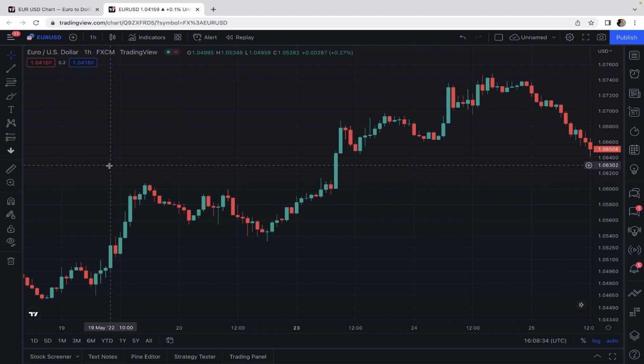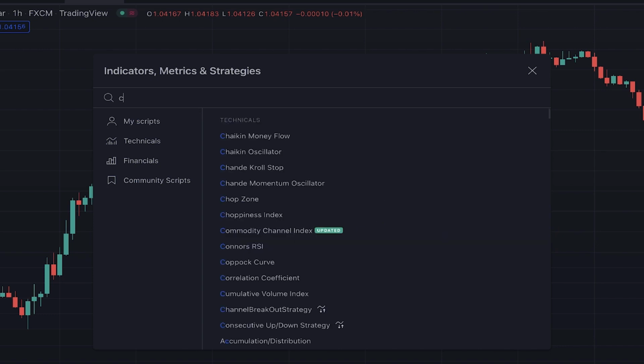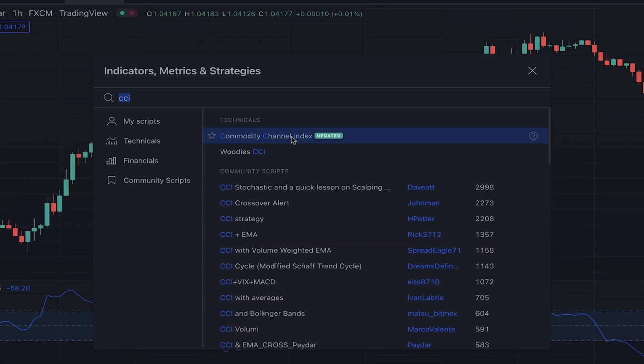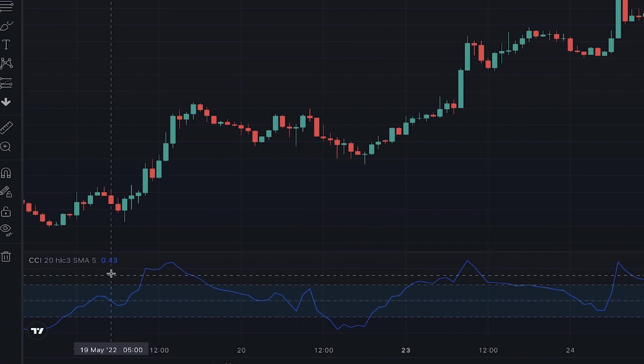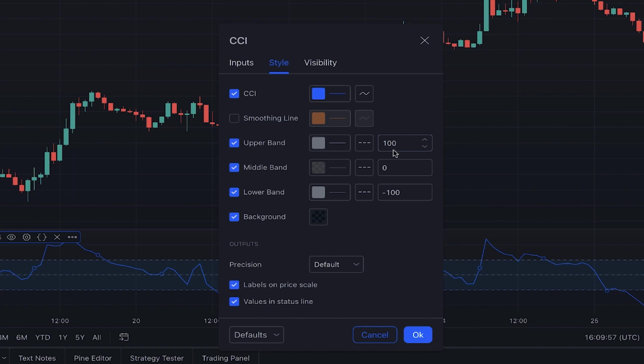For adding indicators, here we click on indicators and we simply search the name CCI, this one. We use this indicator with its default settings. Just make sure the length is 20 and the source is HLC3, and here SMA for method with length of 5. And in the style tab, make sure that the upper band is 100 and the lower band is minus 100.